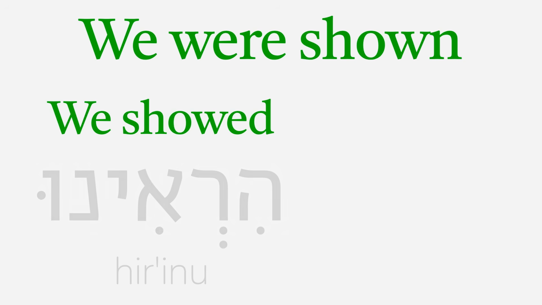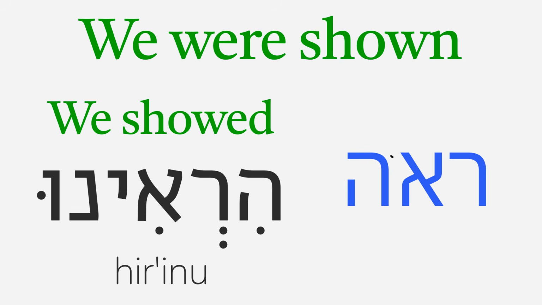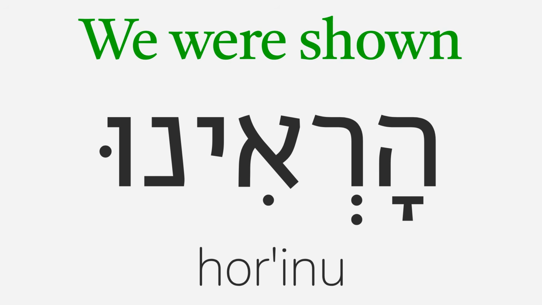Let's make the Hofal verb we were shown. This will be the passive version of the Hifil verb we showed, hirinu. This Hifil verb from the root resh aleph he is irregular because of its third root letter he. An easy way to make one of these verbs' passive Hofal counterpart is by replacing the first vowel, here a hirik, with a kamatz which says o. Horinu, we were shown.